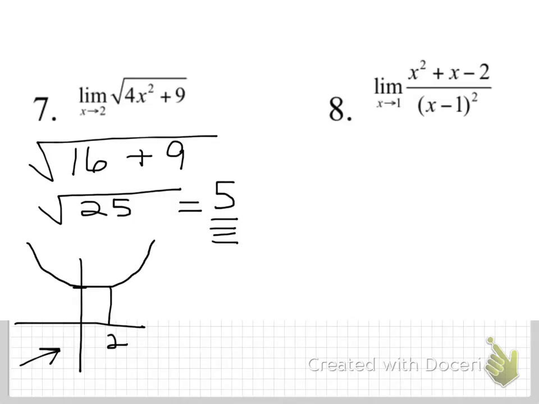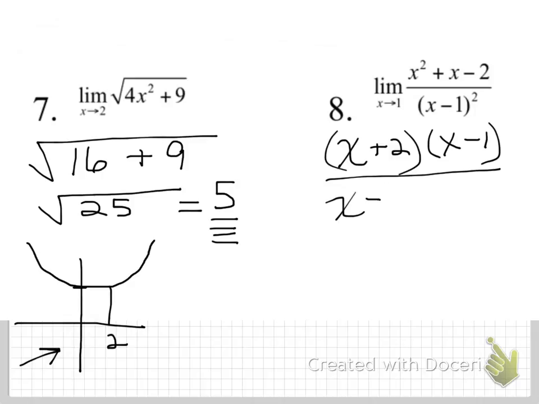Okay, that brings us to problem number 8. Here, if I plug in 1, I know the second I plug in 1, that's going to go to 0 in the denominator, which is undefined. So I'm not going to do that. I'm going to first factor. When I factor the top, just like I had done previously, I'm going to get x plus 2 and x minus 1 over, break this up, they're both the same, and I've discovered that I have a hole at x equals 1.